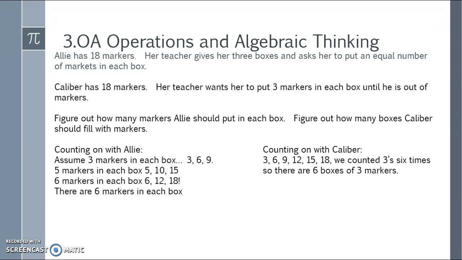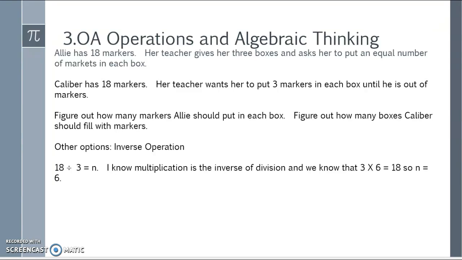Let's count with Caliber. We know that we're going to put 3 markers in each box. So we'll count 3, 6, 9, 12, 15, 18. We counted 3s 6 times. So there are 6 boxes of markers. Another option is known as the inverse operation. 18 divided by 3 is how many? We know that multiplication is the inverse of division, and we know that 3 times 6 is 18, so the answer must be 6.